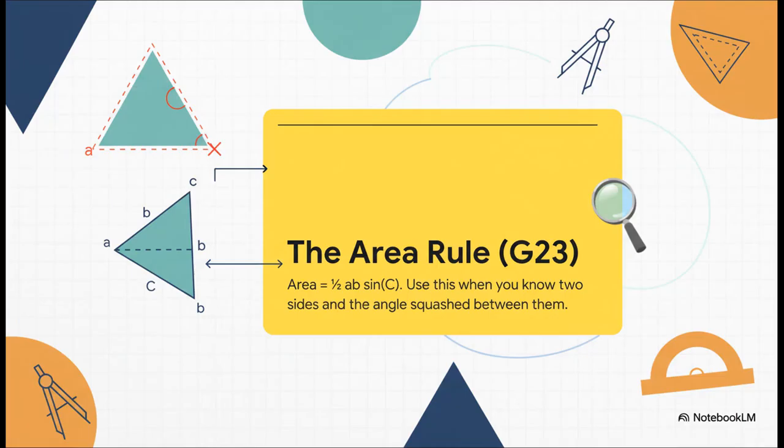And the final tool in our triangle toolkit is this special area rule. Now, this is not half base times height. You use this one when you know two sides and the angle that's tucked right in between them. Notice that? It's the same setup you need for the cosine rule, two sides and the angle between them. That's a nice little link to help you remember.